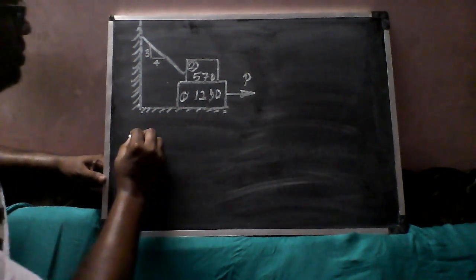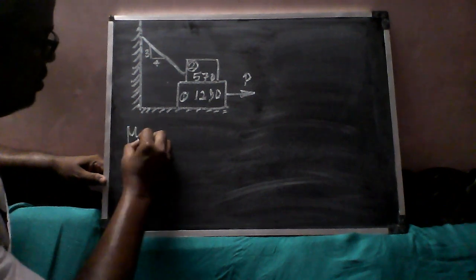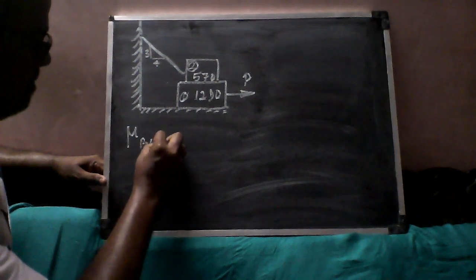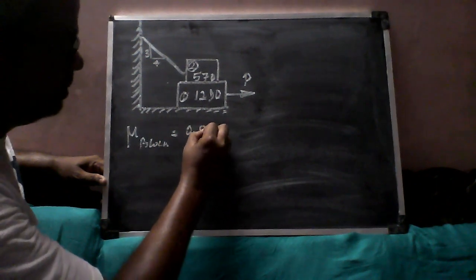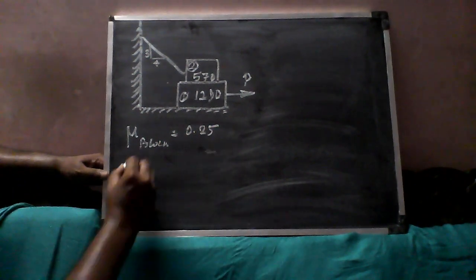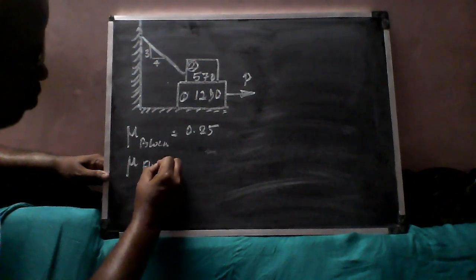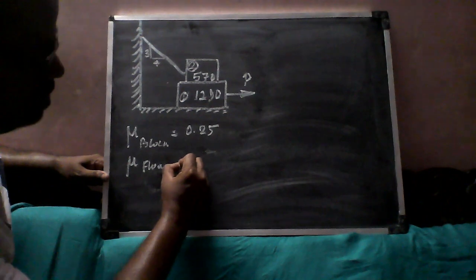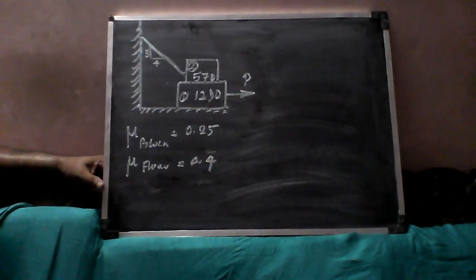If the mu between the blocks, mu block, is 0.25, mu floor is 0.4. How do I find out this P?